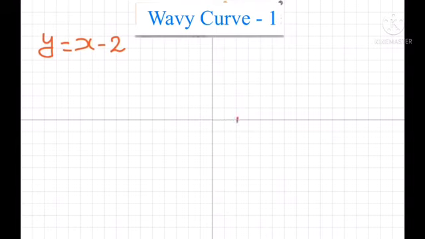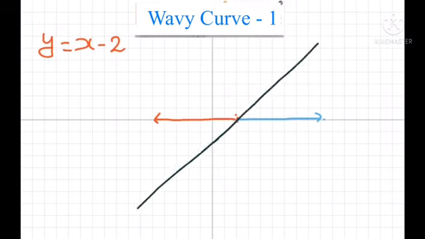This point is 2. If you take any value of x before this, in this range, y is always negative. And if you take any value of x in this range, y is always positive. If you plot the graph of this line, it will be something like this. Any value of x in this region, y is always negative. Any value of x in this region, y is always positive.